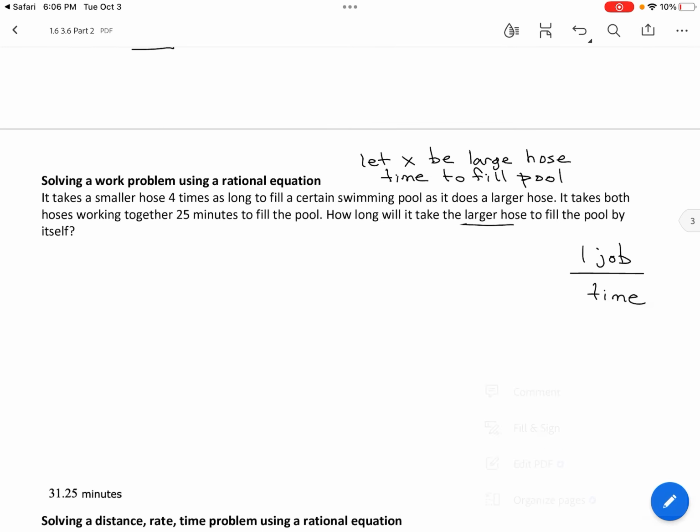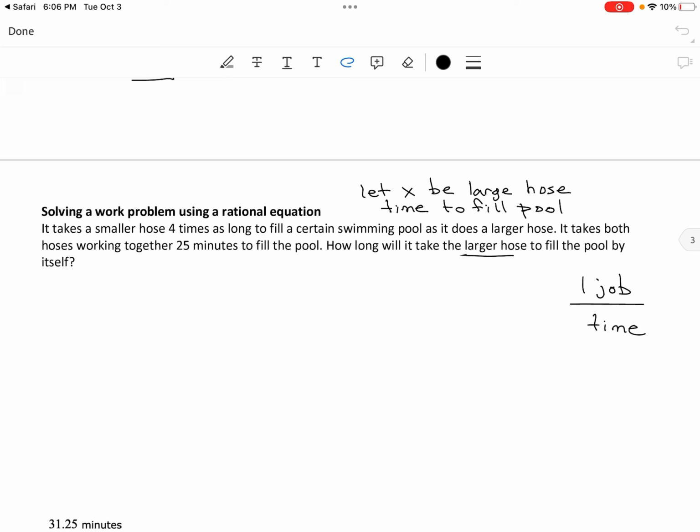Okay. And so now when we come here, we're told that the smaller hose will take 4 times as long. So here's my one pool, the large pool. Okay, or maybe I'll even do it this way. Okay, here's the large guy. Here's the small guy, the small hose. And for the pool, it can do the one job all by itself in x amount of time.